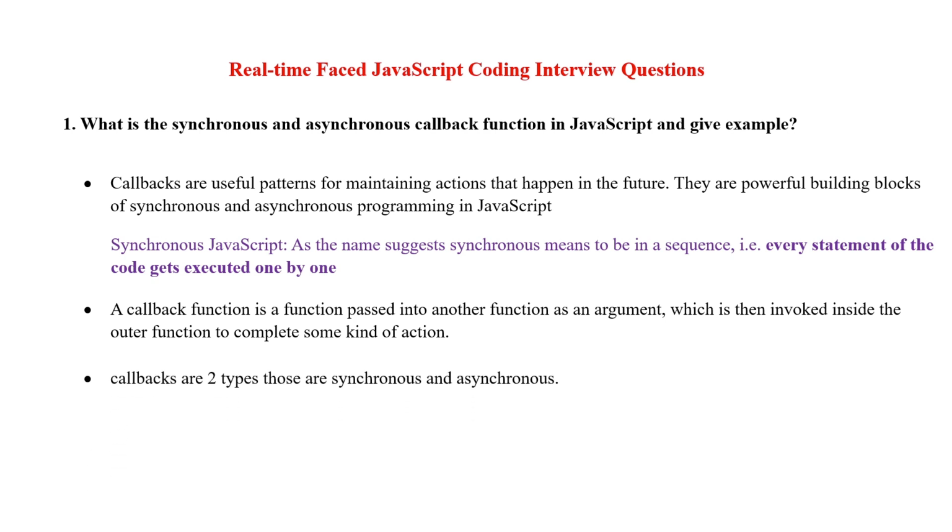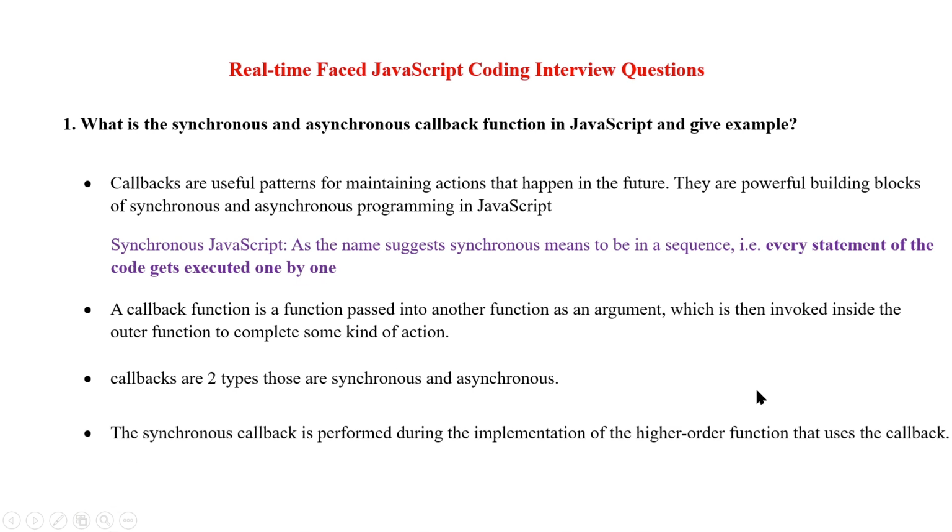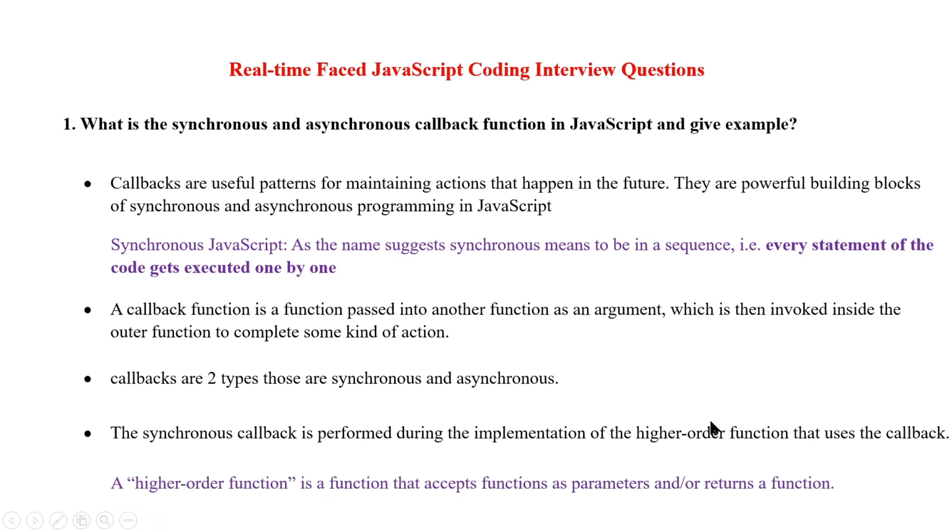Callbacks are of two types, synchronous and asynchronous. We already discussed synchronous here. Let's begin. The synchronous callback is performed during the execution of the higher order function that uses the callback. Here, what is a higher order function? This is a new point we are seeing. We know about synchronous; let's see what a higher order function is. A higher order function is a function that accepts a function as a parameter or returns a function.